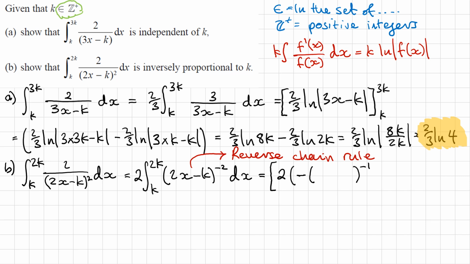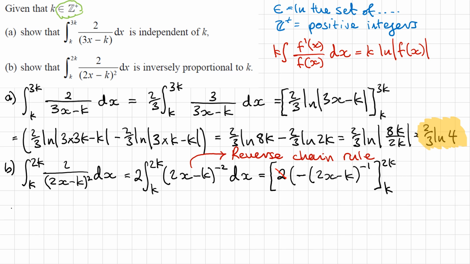The inside of the bracket, remember, doesn't change, whether it's the chain rule or the reverse chain rule. So 2x minus k. And then I divide by the inside differentiated. Now, if I differentiate the inside here, I get 2. So if I divide by 2, I'm going to cancel out this 2 here. So rather than write divide by 2, I'm just going to cross that 2 out because it's going to get cancelled out. And so my limits are k and 2k.